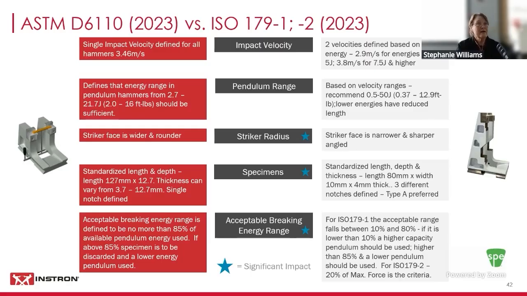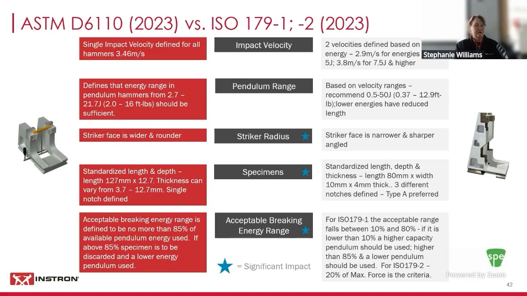The striker radius: the ASTM striker is wider and rounder. Because it's wider, it engages further onto the area behind the notch. So the amount of material being impacted is going to be greater than with ISO 179, where it is a much narrower, slimmer profile and has a tighter radius. So we have a smaller engagement area behind the notch. As I noted, the specimen lengths and depths are defined in the standards, as well as the notch.